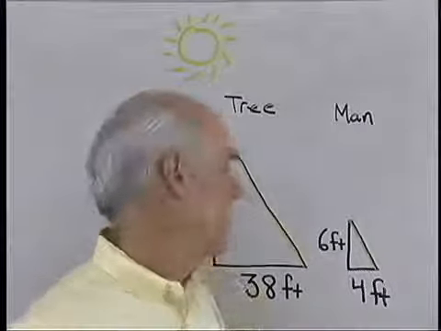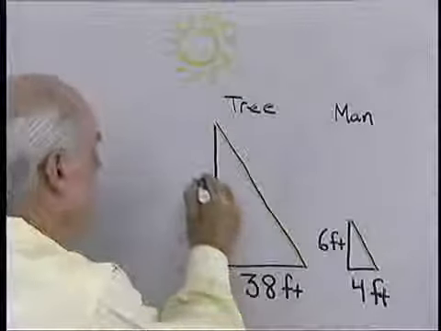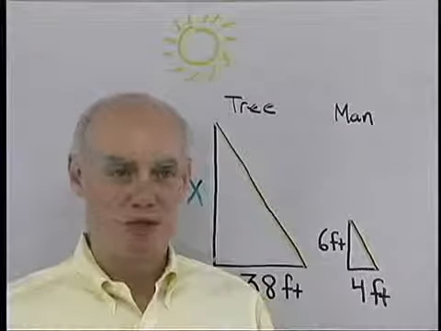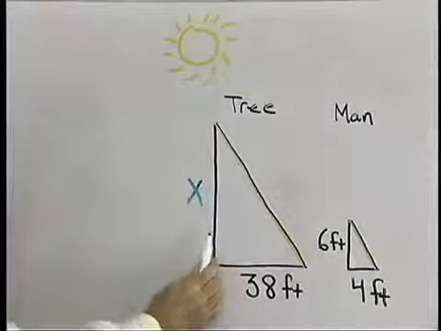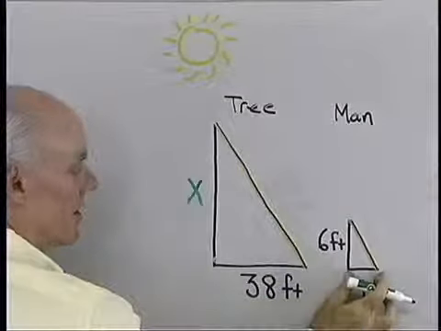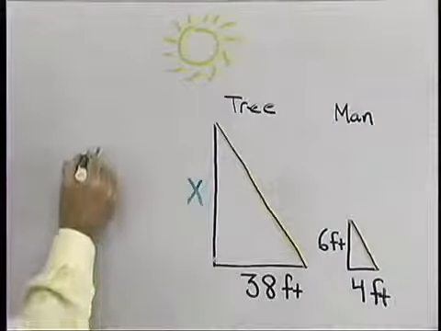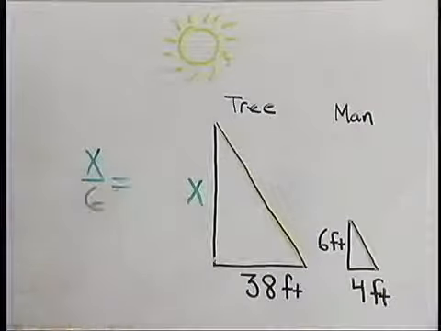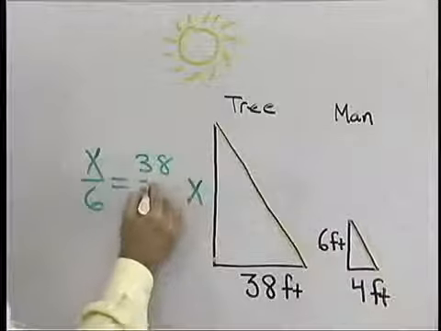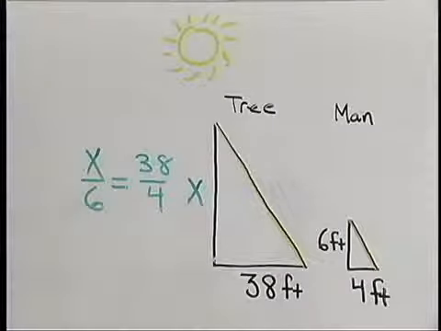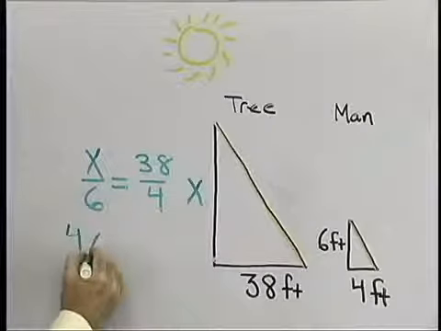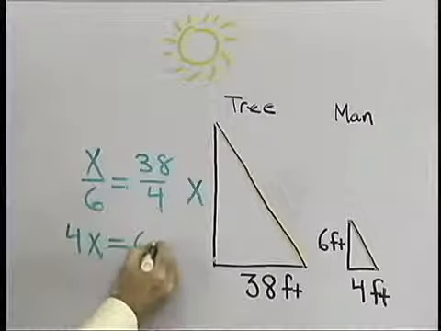So if that's the case, then we can find the height of this tree using our property of similar figures that says corresponding sides are in proportion. So that means that the height of the tree is to the height of the man as the length of the shadow of the tree is to the length of the shadow of the man. Or X is to 6 as 38 is to 4. Now, I can use my means extreme property to solve this by saying that X times 4, which is 4X, must be equal to 6 times 38.